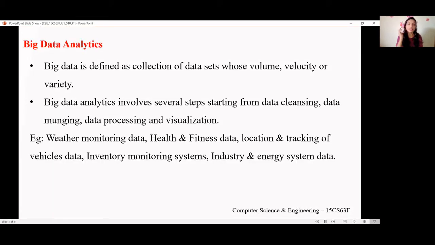So this is big data analytics. Before we see what this big data analytics is, I'll show you a video, then I will go through this topic.